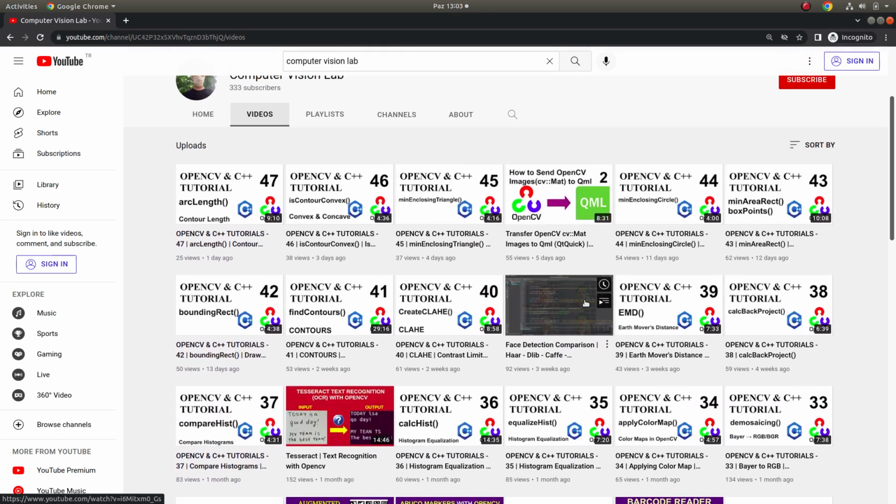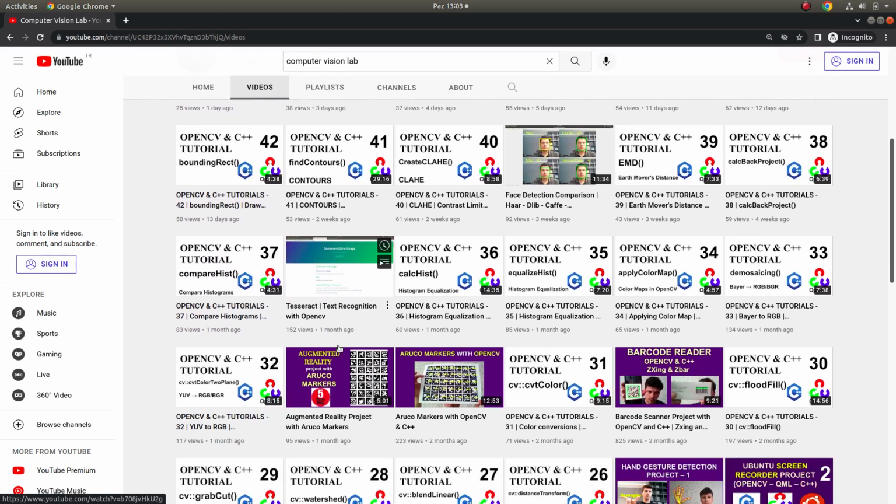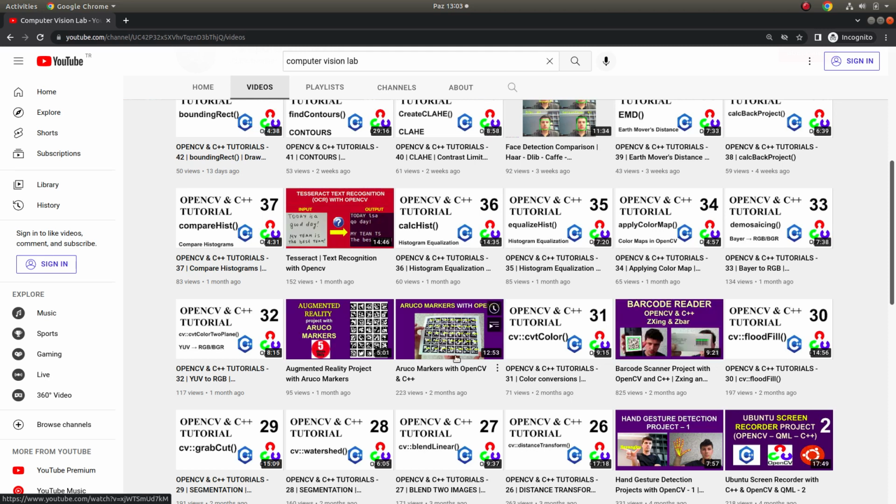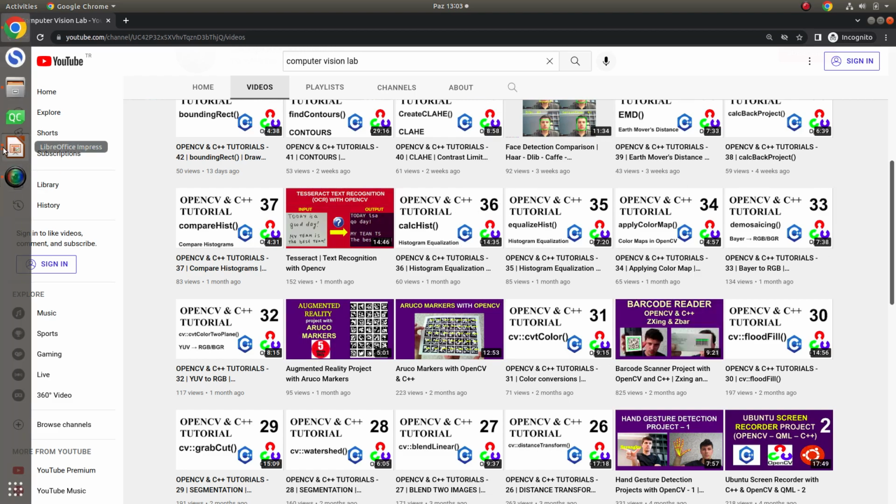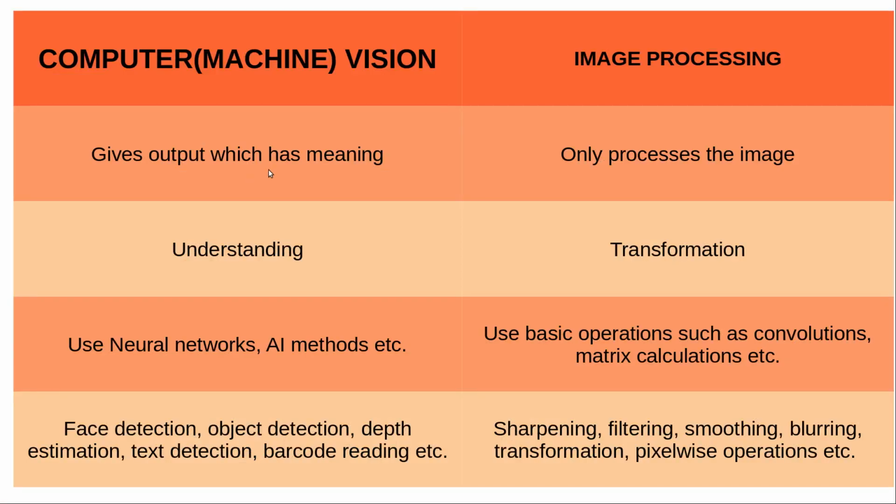But lastly, for example, we talked about face detection. This is about the computer vision concept. This is also computer vision. Barcode reading we can also call computer vision, as well as ArUco markers and hand gesture detection. These are all about the computer vision concept. But we can say computer vision is more comprehensive than the image processing concept. So we can say image processing is a subset of computer vision.